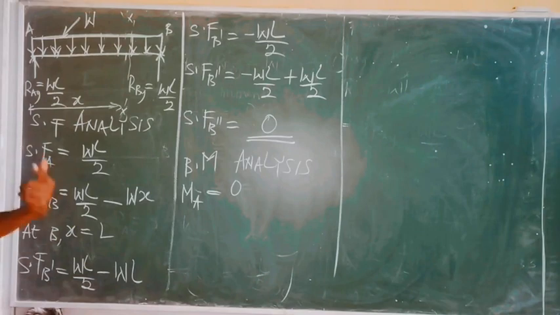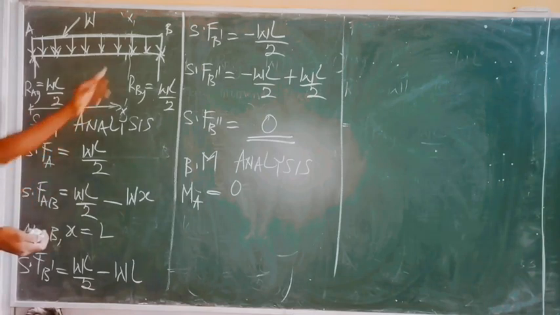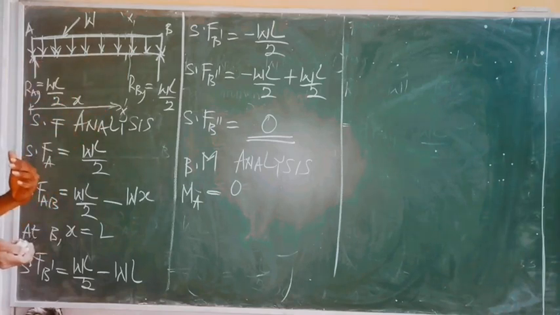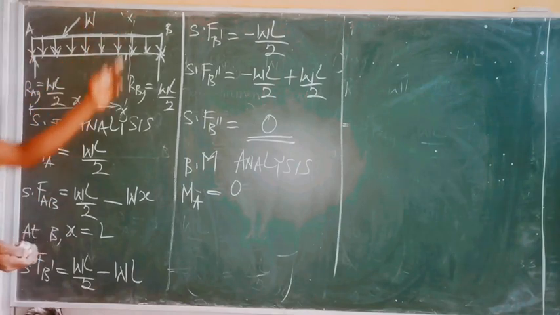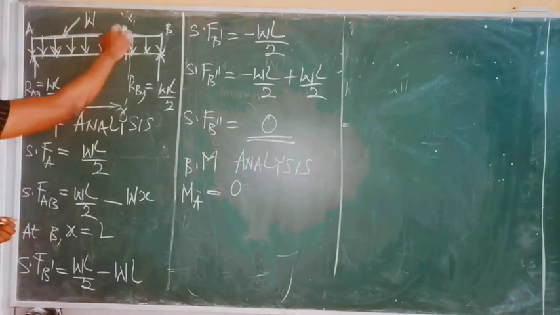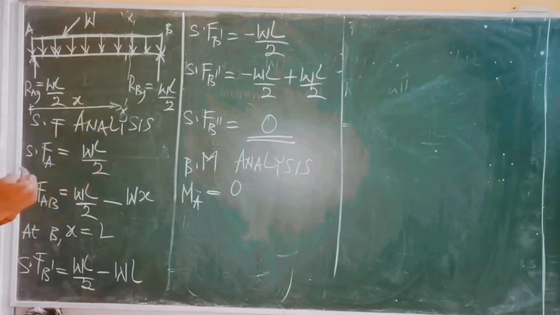Next is to take moment at point B, but because there's a UDL on top of the beam, like always, you have to take a section. So we take a section from point A down to the point of section somewhere along AB. Consider a section XX at a distance X from point A along AB. So we're simply saying from A to any point along AB should be called X. That's the section.